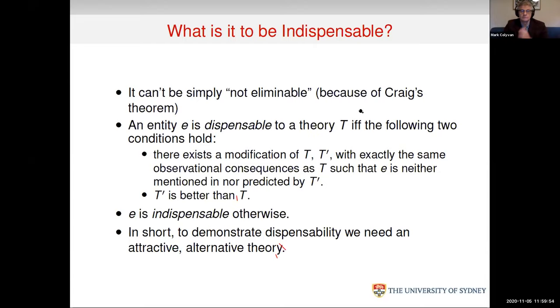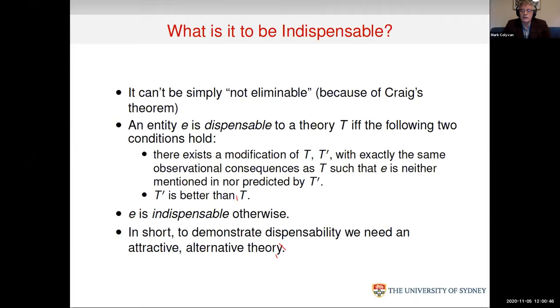Okay, so just a couple of comments about what it is to be indispensable. This is my own take on this, but I think Field agrees with it. I sort of extracted this from his work in Science Without Numbers and elsewhere. The first thing you have to say is that to be indispensable is not just to be ineliminable. I won't go into the details, but Field does this very nicely in Science Without Numbers, in his discussion of Craig's theorem. There's a sense in which, provided you can divide a language up in a certain way, any entity is dispensable, if that's what you mean by dispensable. It can be eliminated from the scientific language. So that's not what we mean, because we want to be able to say something special about mathematical entities.